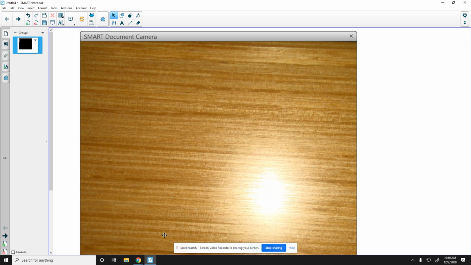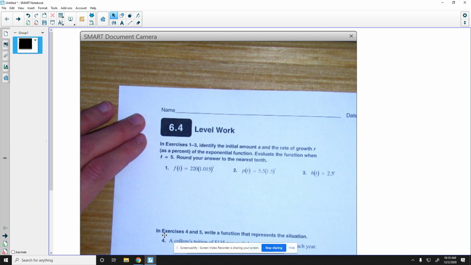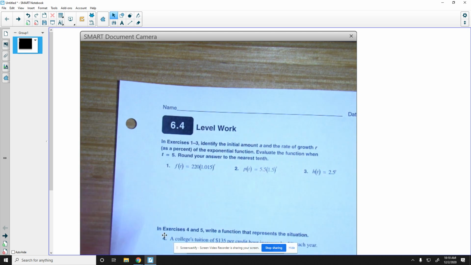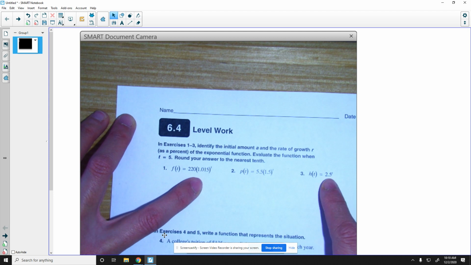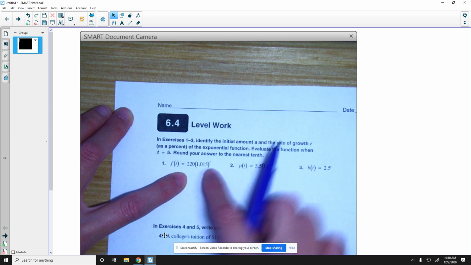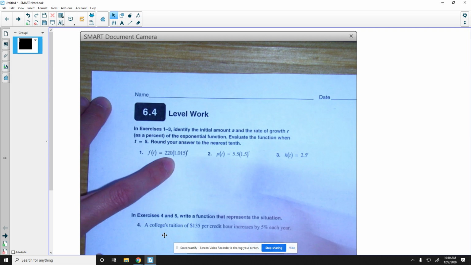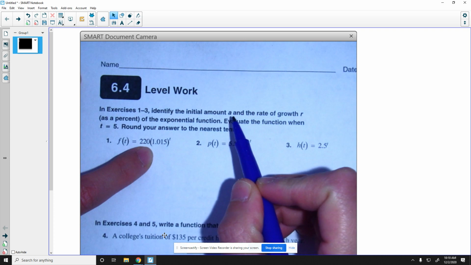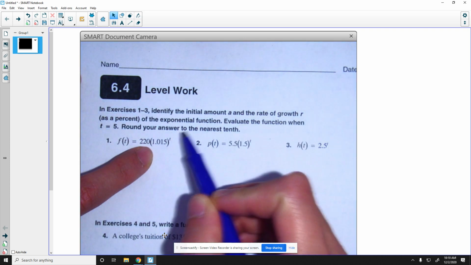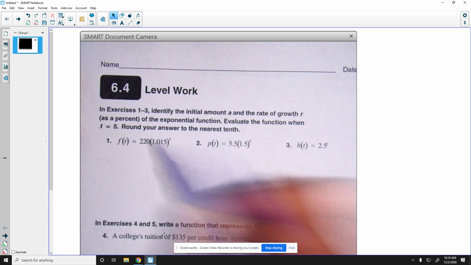Okay, one more thing. Take out your level work, guys. Something that you guys are, I feel like, still a little bit confused on. I feel like everything on your level work is doable. But on numbers like 1, 2, and 3, you kind of get confused here. So let me show you this. For number 1, you have to identify the initial amount A, the rate of growth, and then the exponent, and then evaluate. Okay, so let's do that.